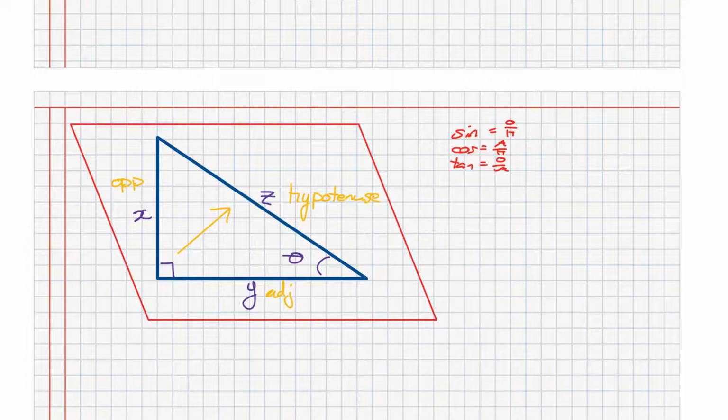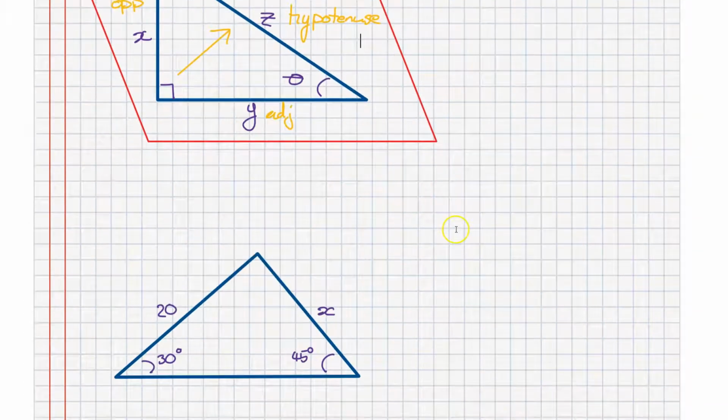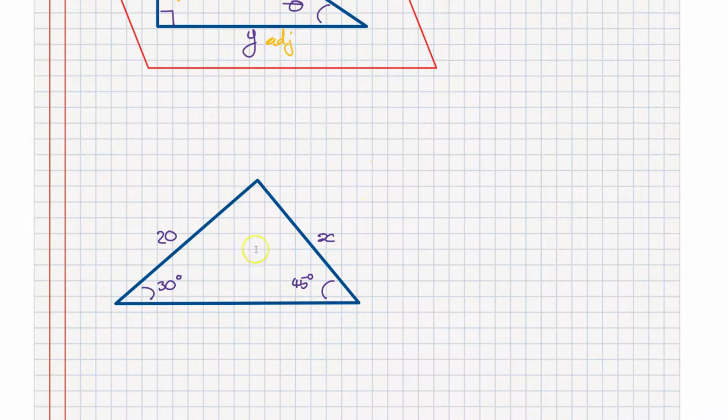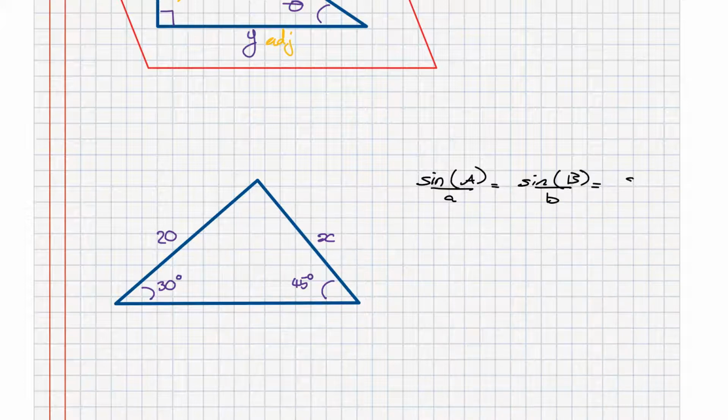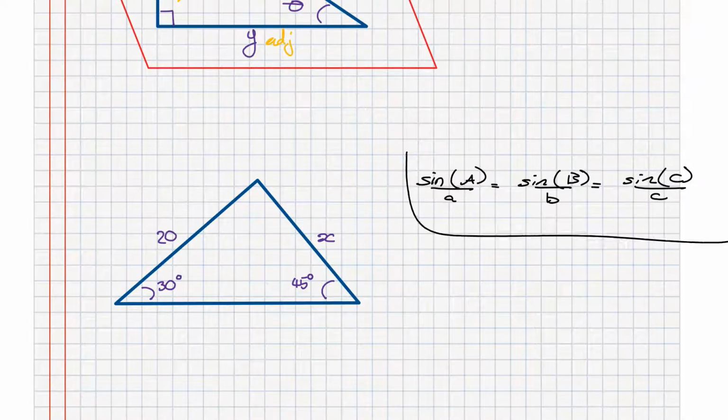Now what we're doing in this video is we're moving away from right-angled trigonometry, and we're going to add some tools to our toolbox that will help us analyze non-right-angled triangles. And the way in which we're going to do that is using something called the sine rule. So the sine rule we can write as sine A over A equals sine B over B and sine C over C.